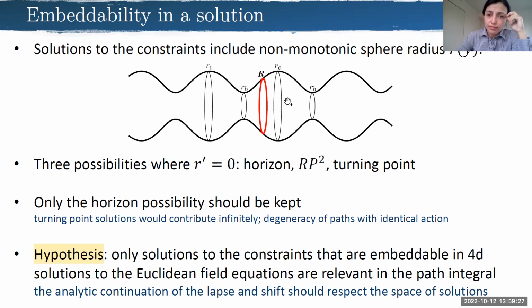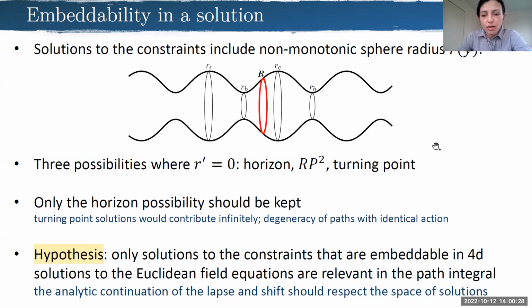One interesting point is that if I include these non-monotonic sphere radii in the path integral, I'm going to have an infinite degeneracy, because as it turns out, the value of the action for all the slices that extend from the system boundary is the same. Say I have a slice that starts from the system boundary and ends at the first waist at the right. Then I evaluate the action for this slice, I get something, and that value is exactly the same as the value of the action if I had ended up at the second waist. So there will be an infinite number of configurations that contribute equally to the path integral. So there is this degeneracy of the path with identical action.